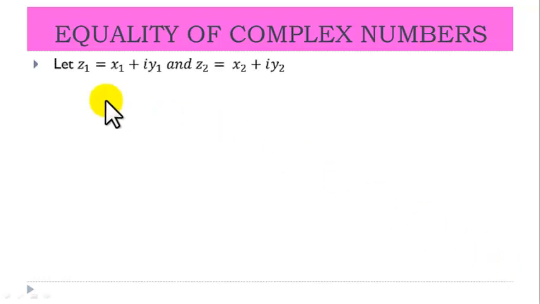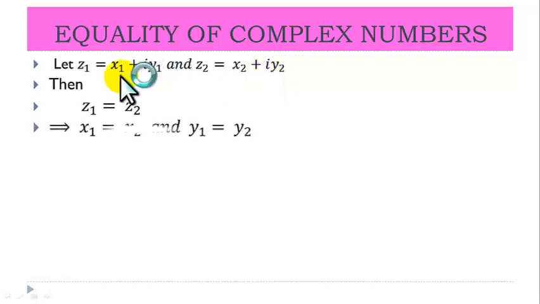Given two complex numbers, z1 equals x1 plus iy1 and z2 equals x2 plus iy2, then z1 is equal to z2 implies that x1 is equal to x2 and y1 is equal to y2. That is, the real part must be equal and the imaginary part must also be equal before we consider two complex numbers to be equal.